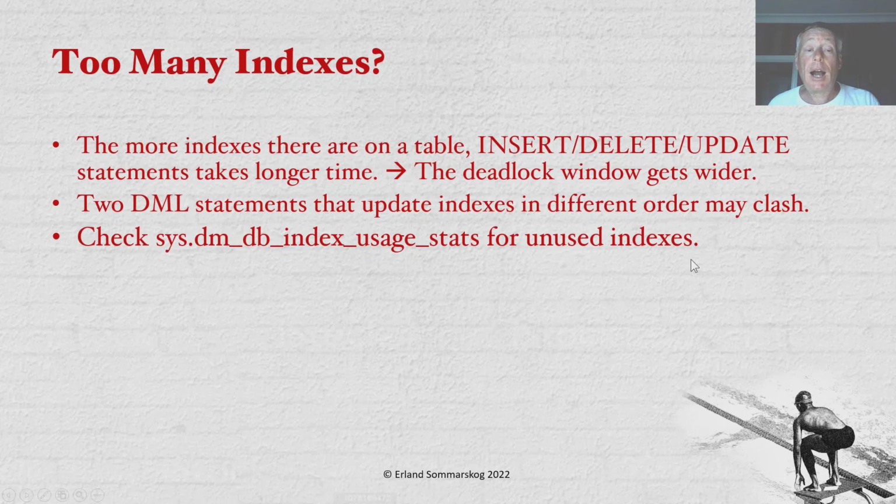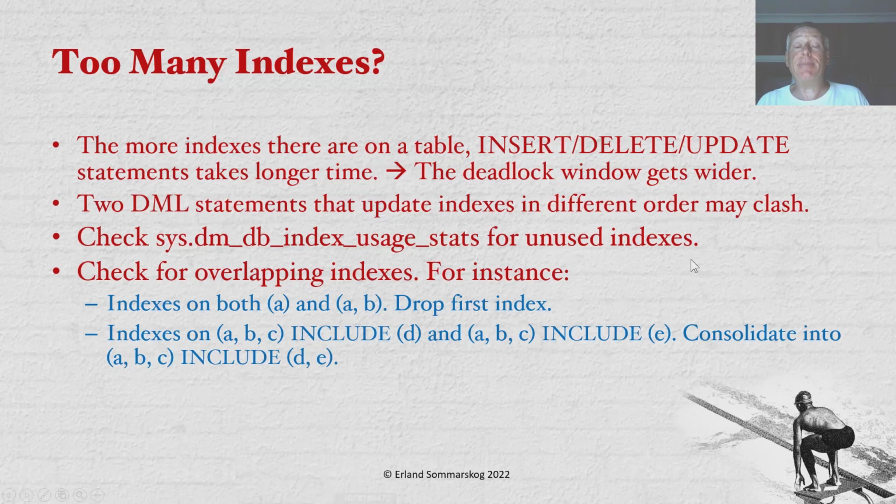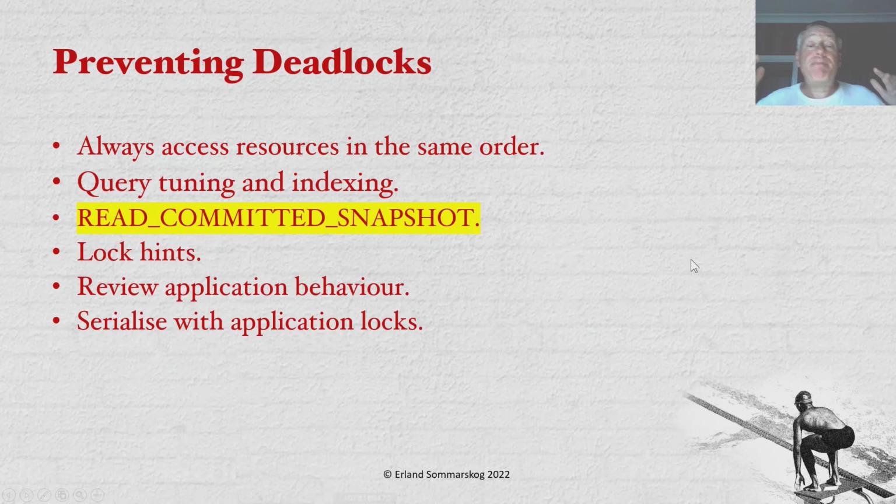So I'd like to remind you to check sys.dm_db_index_usage_stats for unused indexes, keeping in mind that this DMV is cleared on server restart, so be a little careful. Also check for redundant indexes. For example, if you have indexes on A and on AB, most likely you can drop the first index. Or you might have indexes on ABC include D and ABC include E. Consolidating that into one single index is most likely the correct solution. This is all particularly common if people misuse the Database Engine Tuning Advisor, you might easily end up in this situation. Now let's move over to another big thing to remove deadlocks, and that is read committed snapshot.